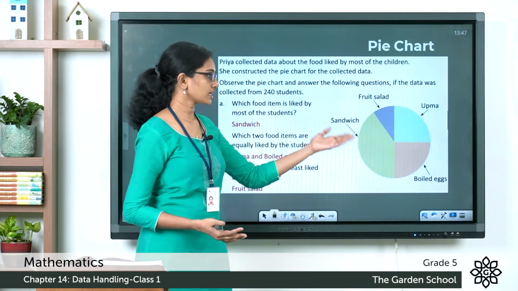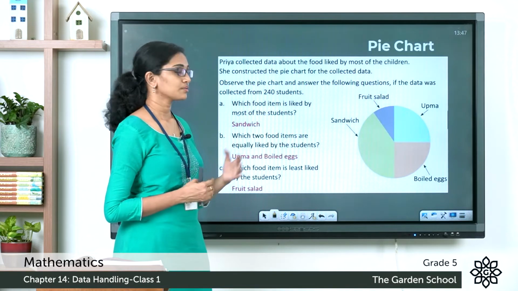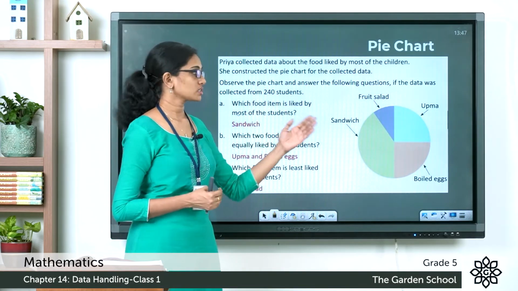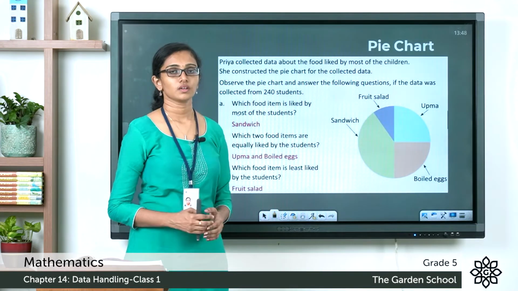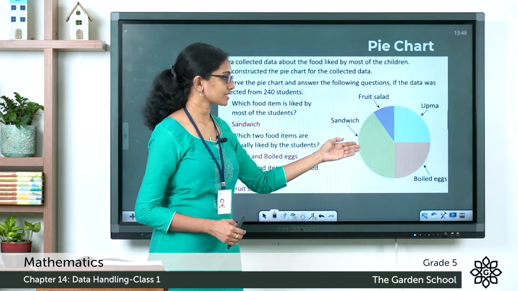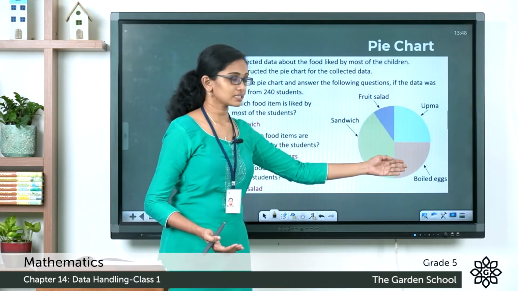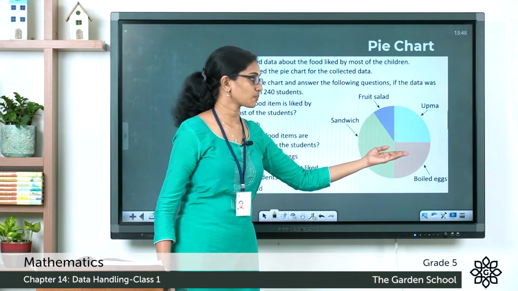So you see the pie chart here. This is the pie chart that Priya prepared based on the data she collected from 240 students. This is about the favorite food of 240 students in a school. You see the sector here. This sector corresponds to the number of students whose favorite food is sandwich. This sector corresponds to the number of students whose favorite food is boiled eggs.